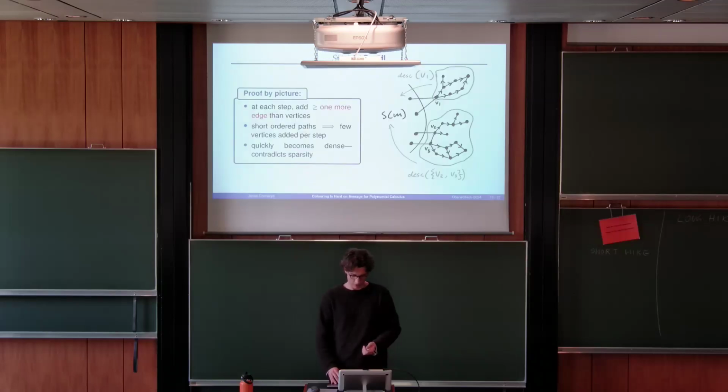So now, just a proof by picture that S of M doesn't grow too much is that at every step we're adding at least one more edge than vertices to S of M. And because there are short ordered paths, we're only adding a few vertices per step. So you're increasing the density of the graph at each iteration. But this cannot go on for too long because the graph is sparse. So this means that there is only a bounded number of iterations.